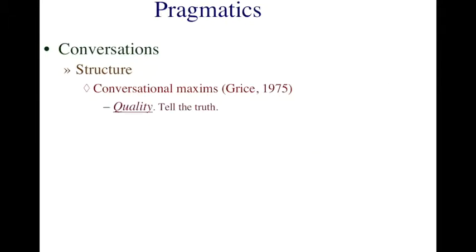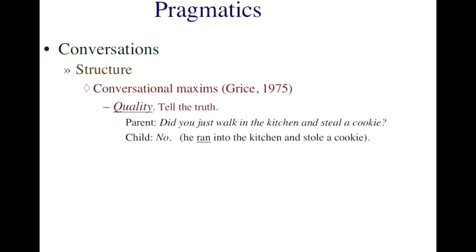The next conversational maxim is quality. And quality refers to the assumption that people partaking in a conversation are going to tell the truth. So when a parent asks a child, "Did you just walk in the kitchen and steal a cookie?" And the child replies no, because in his mind he didn't walk, he ran into the kitchen, he's still violating that maxim of quality. Remember, pragmatics deals with making sure that people understand what you mean, not what you say. And the meaning the parent intended was about stealing the cookie, not about the method of ambulation.